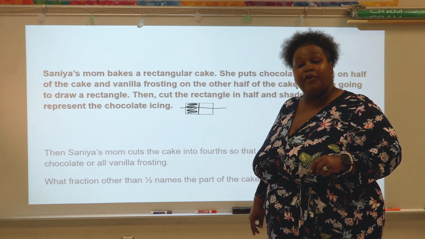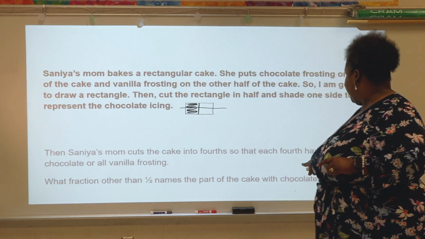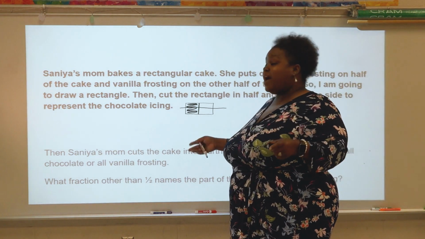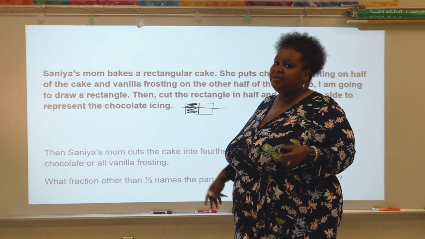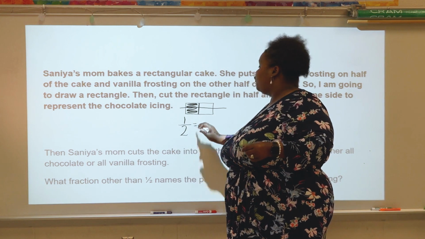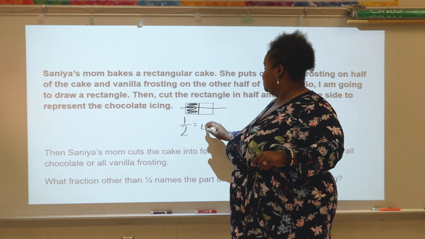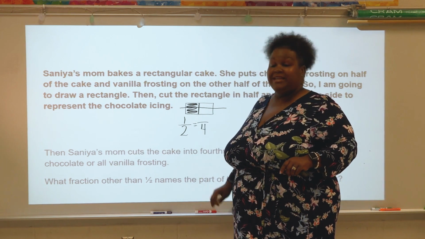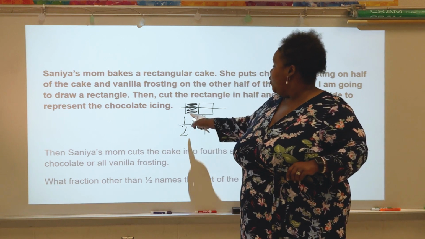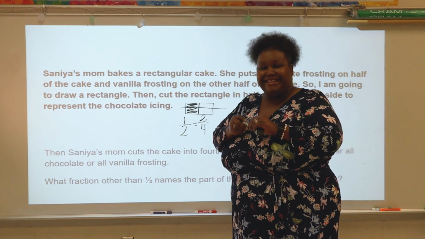Now, what fraction other than 1/2 names the part of the cake with chocolate icing? Now, it started off with half, but as I look at my new fraction, it still shows half, but my new fraction shows how many pieces in all? 4. How many are shaded? 2. I have a new equivalent fraction. 1/2 equals 2/4. Good job, guys. Let's go to our next.